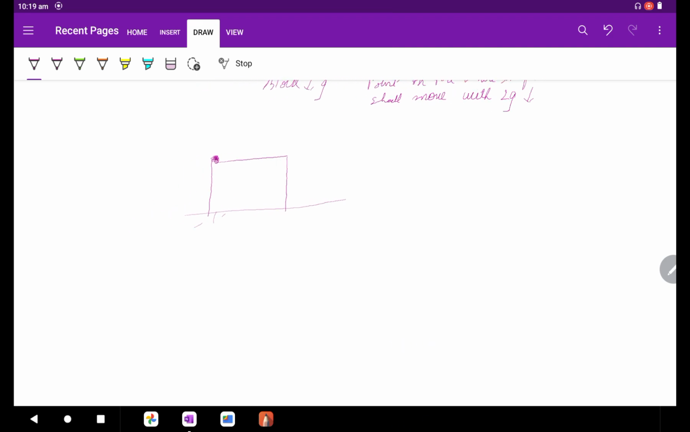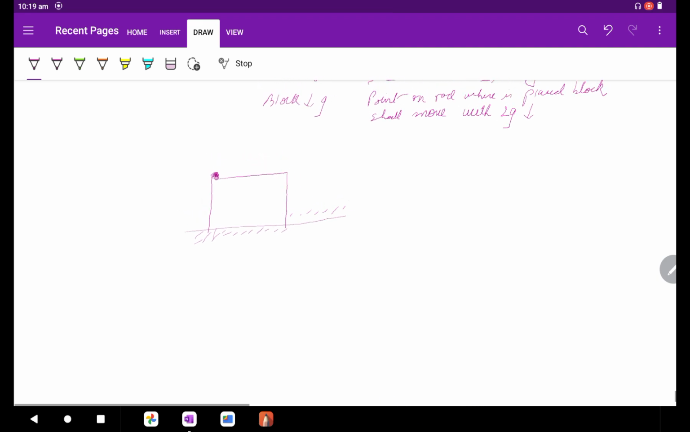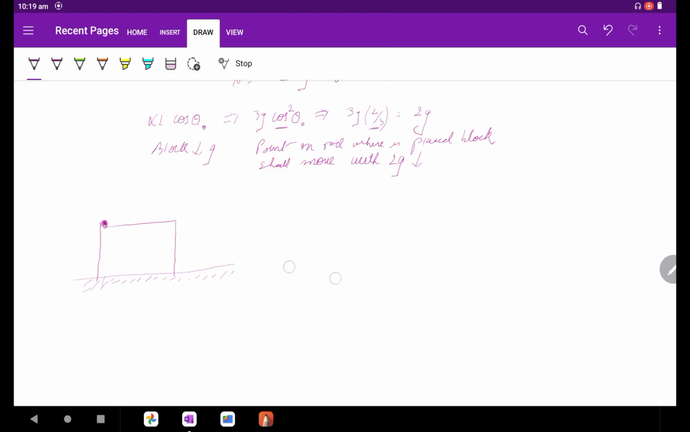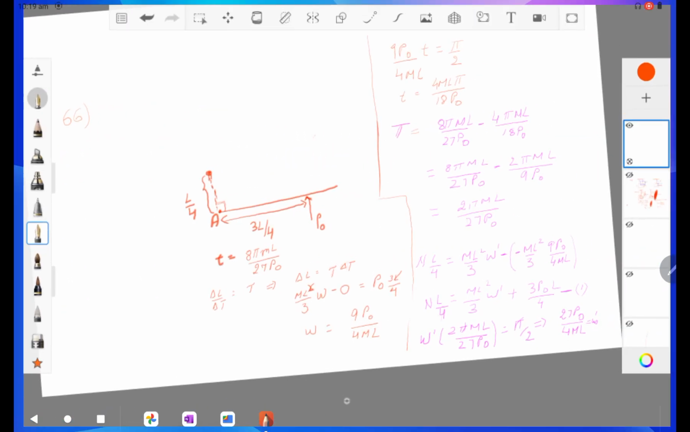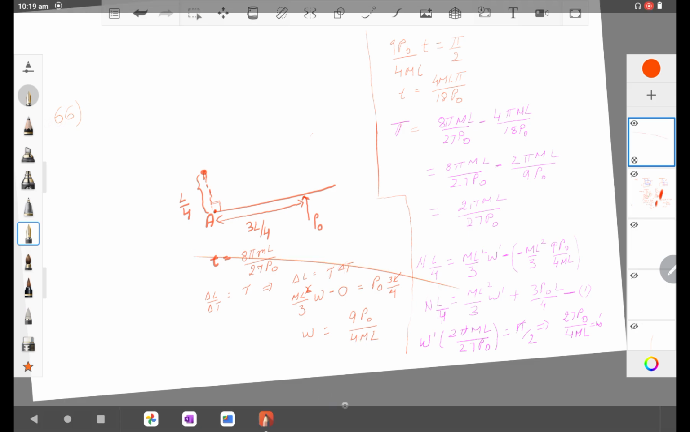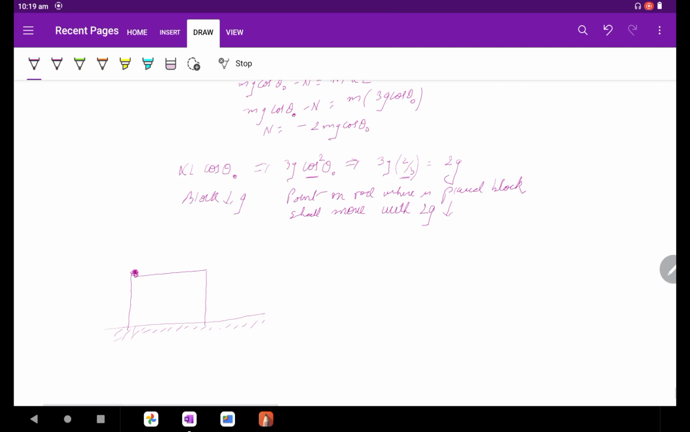Therefore, what we analyze is, as the block is moving to our right, there's a force acting on the block which is in the backward direction. So force acting on the block, and it is in the backward direction, which I show this way.